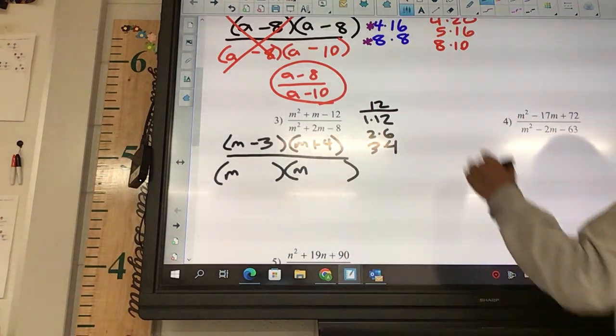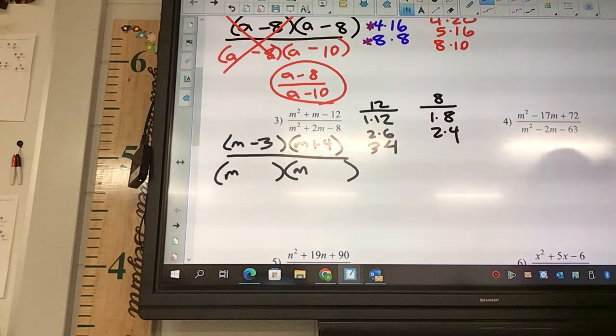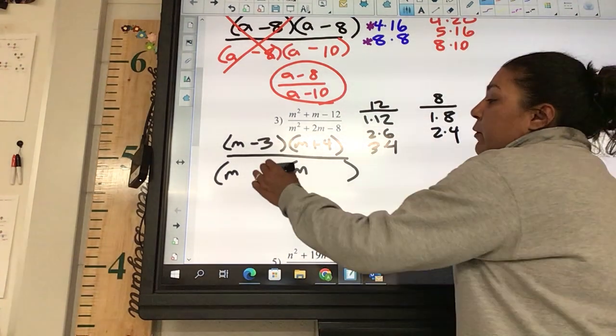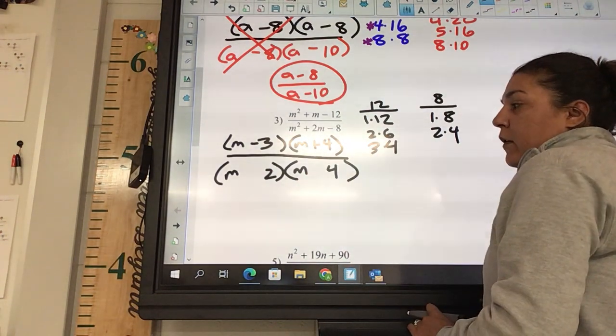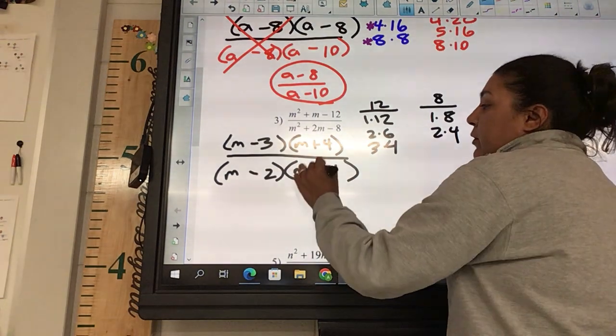Good. Okay, for the 8, I got 1 and 8, 2 and 4. I need something to add or subtract to give me a 2. Negative 2 plus 6. 2 and 4, and I need a positive 2. Negative 2 plus 4.